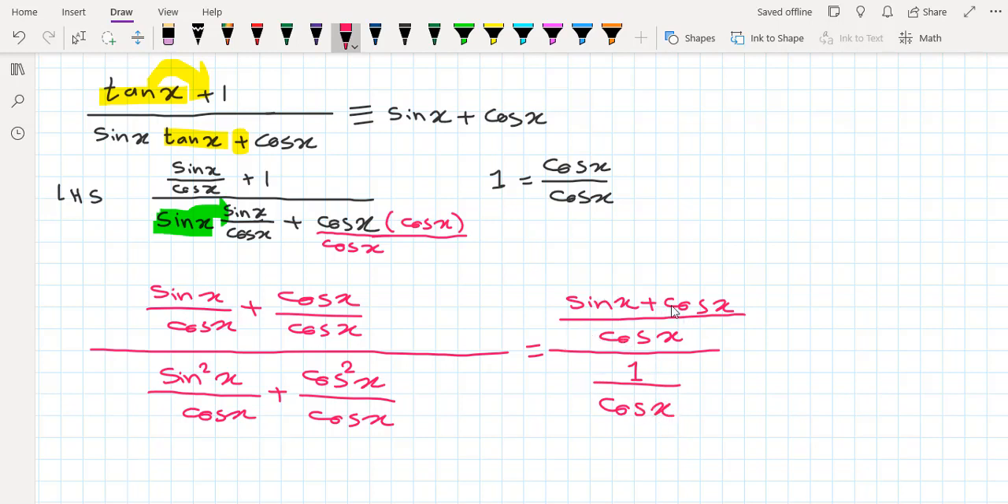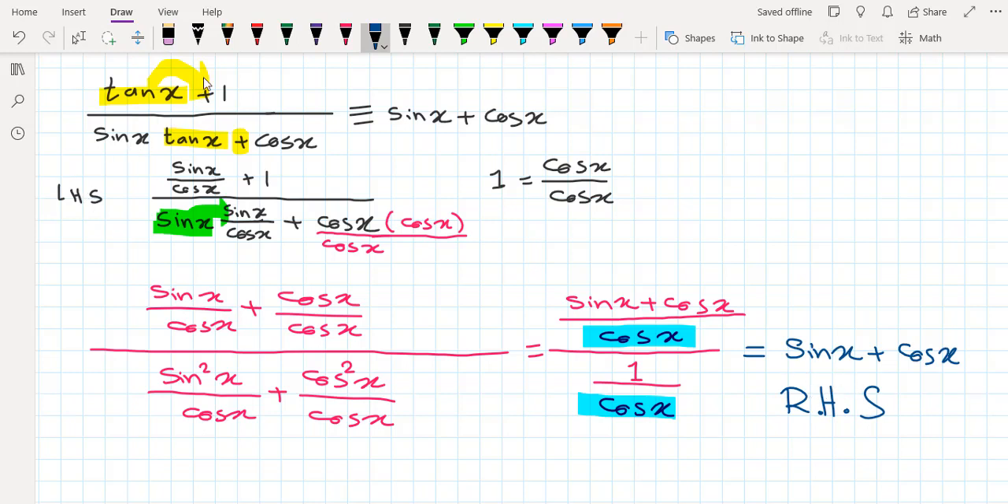Now I have a fraction here and another fraction under. The two denominators can cancel each other because they are the same. Finally, what's remaining is sine x plus cosine x over 1, which is just sine x plus cosine x. If we look at this and here, this is the right-hand side, and that's where we stop.